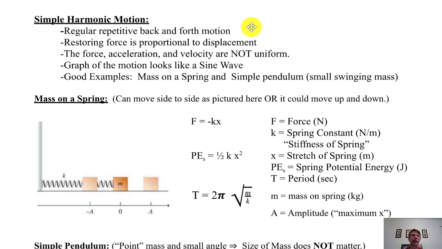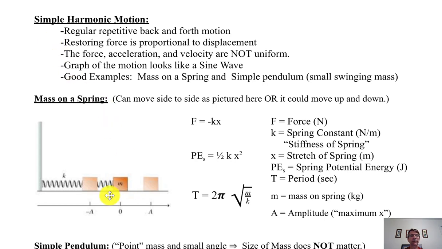In particular, we'll be talking about a mass on a spring and a simple pendulum here, which are pretty much the only examples we'll use for simple harmonic motion. These are some things to keep in mind. They're kind of generic, but very important. The restoring force is proportional to the displacement.